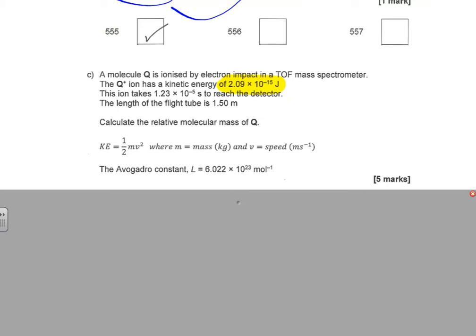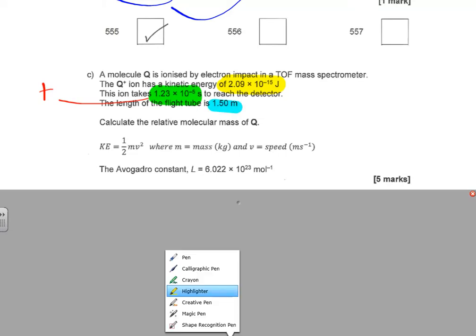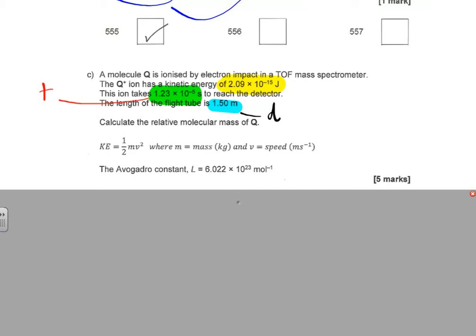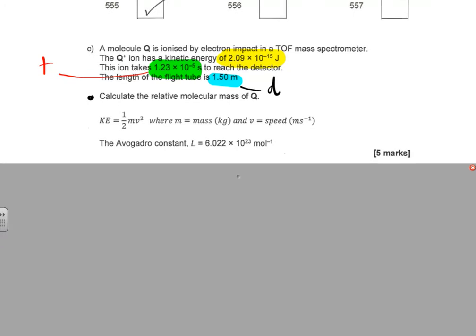We're told that the ion takes 1.23 times 10 to the minus 5 seconds to reach the detector. Of course, that recognition then is I'm given a value for the time it takes for that ion to travel through the flight tube. And I'm told the length of the flight tube is 1.5 metres. This, of course, is going to be the distance that the ion has travelled. And if we just label that up there, that will help us when we get a bit further in this question. So what am I asked to do? Well, here it is. I'm asked to calculate the relative molecular mass of Q. I'm given the kinetic energy equation, half mv squared, and I'm given the Avogadro constant as perhaps a little bit of a prompt that I might need it.